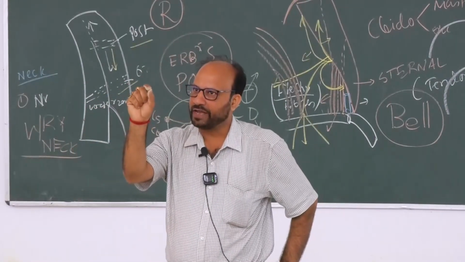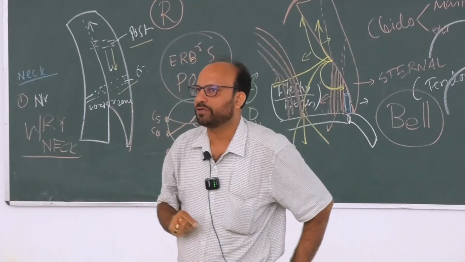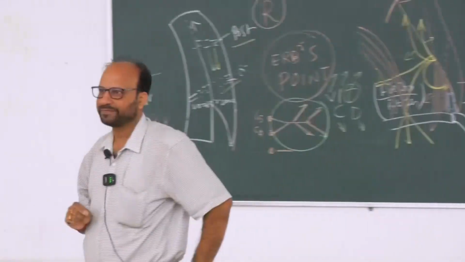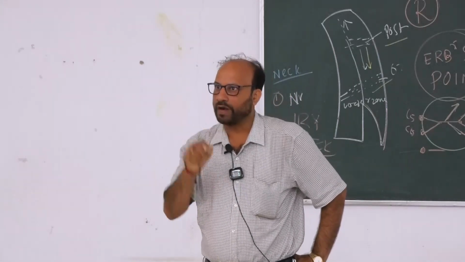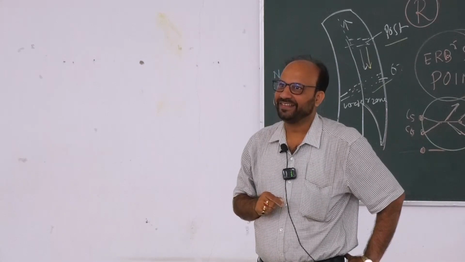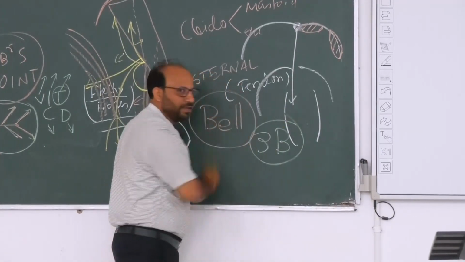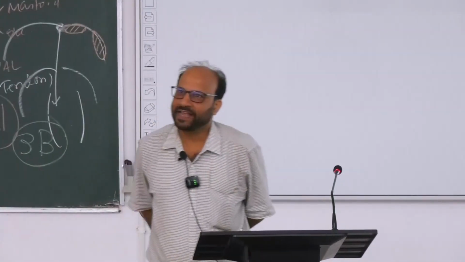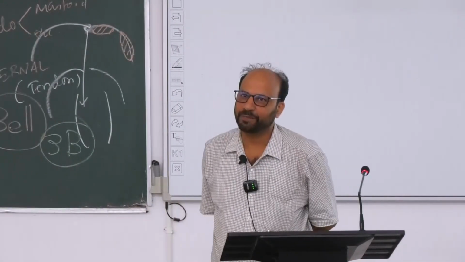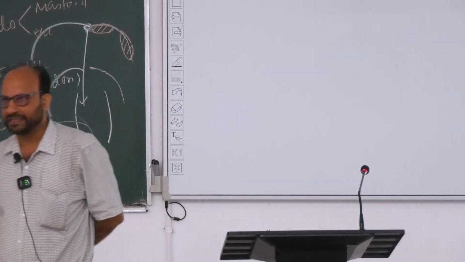The musculocutaneous nerve. What muscles are supplied by the musculocutaneous nerve? Just look forward. That also has importance. 3B. Can't you say the biceps? Biceps brachii, brachialis and coracobrachialis.